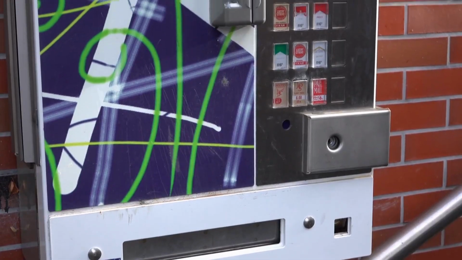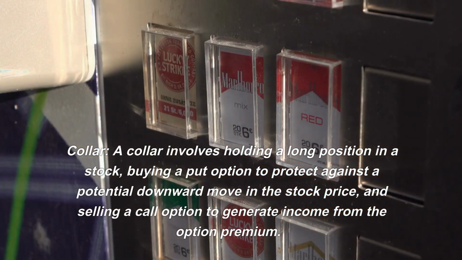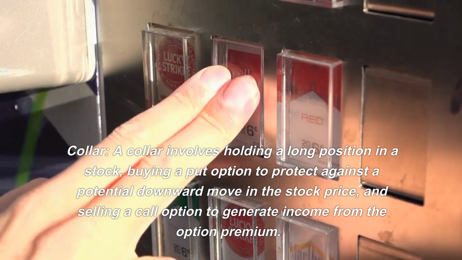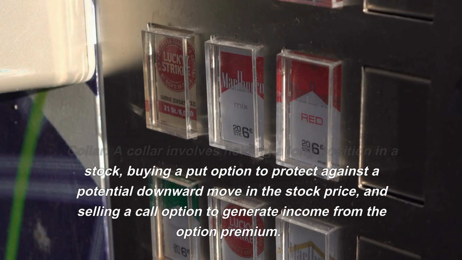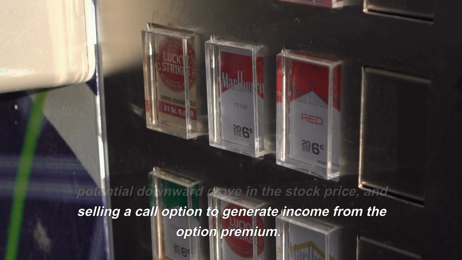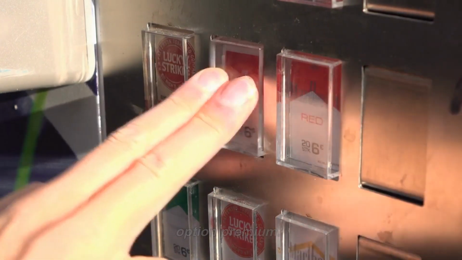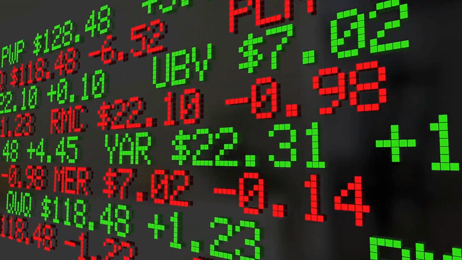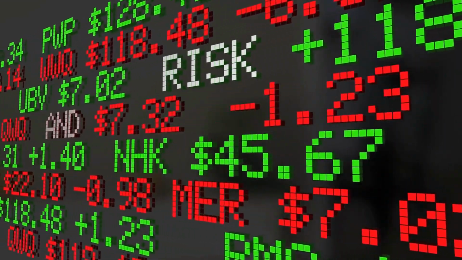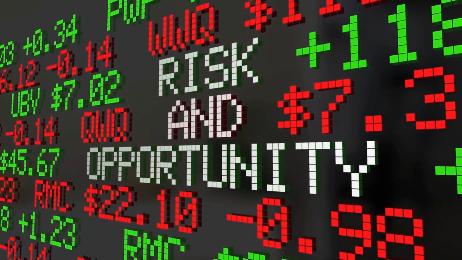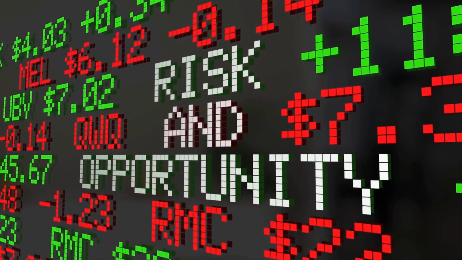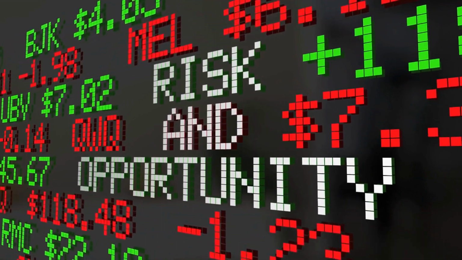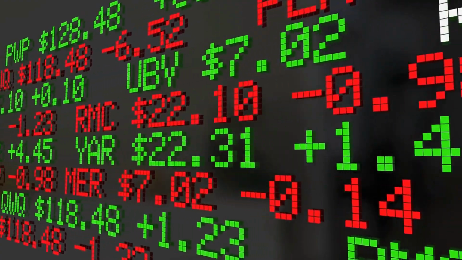Collar. A collar involves holding a long position in a stock, buying a put option to protect against a potential downward move in the stock price, and selling a call option to generate income from the option premium. This strategy allows the trader to protect against potential losses while also generating income, but also limits the potential profits from the stock price rising above the strike price of the sold call option.